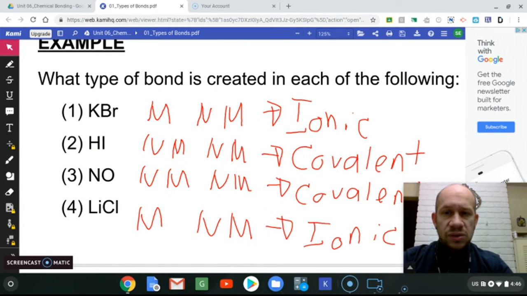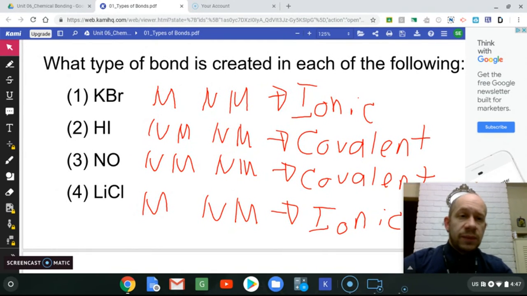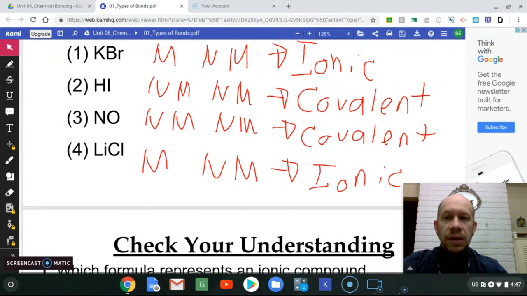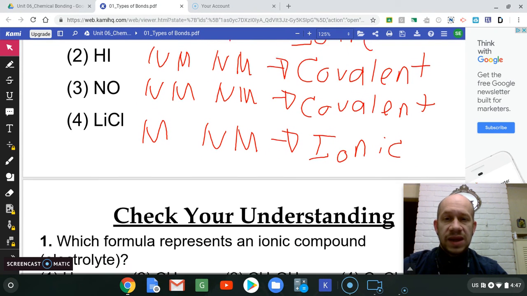So what type of bond is created in each of the following? So here are the results. The first one is an ionic compound, an ionic bond, because I've got a metal, potassium, combined with bromine, which is a nonmetal. The second one is a covalent bond, and creates a molecular compound because hydrogen and iodine are both nonmetals. Nitrogen monoxide, the nitrogen and oxygen are both nonmetals, therefore it's a covalent bond forming a molecular compound. And the lithium and the chloride, lithium is a metal, chloride is a nonmetal, so that forms an ionic bond.